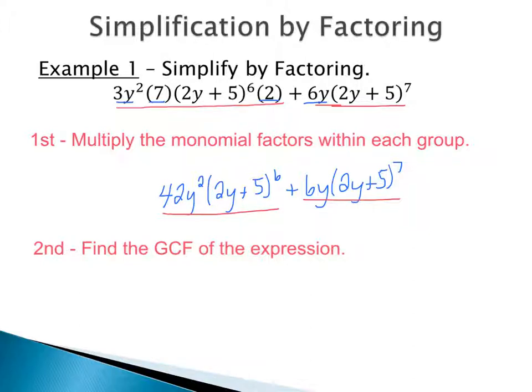So first I'm going to look at the 42 and the 6. So 42 and 6, our greatest common factor there would just be 6. Of y squared and y, our greatest common factor would just be y, because remember when we have the same base, we want to take the smaller power. And then we can see that our factor of (2y plus 5) to the 6th and (2y plus 5) to the 7th, that 2y plus 5 is in common, which means that I can take out as a greatest common factor 2y plus 5, and again we're going to take the smaller of the two exponents, which would be the 6. So our greatest common factor of the expression is 6y times (2y plus 5) to the 6th.